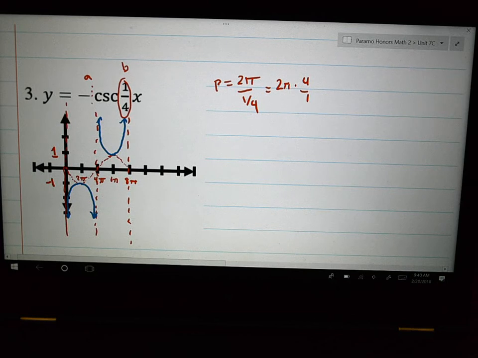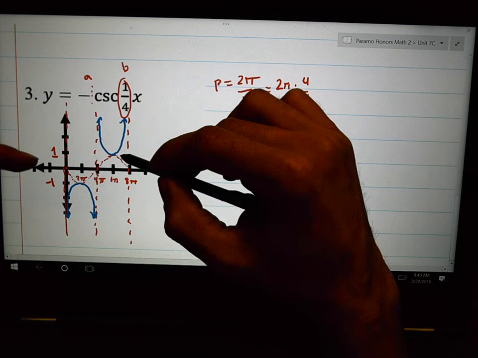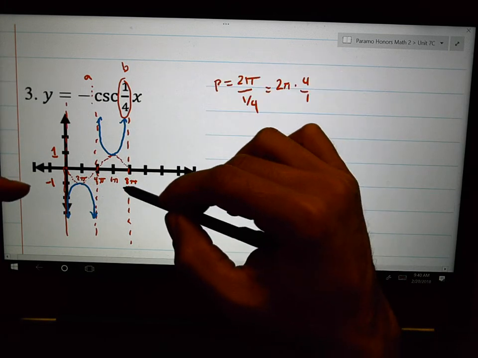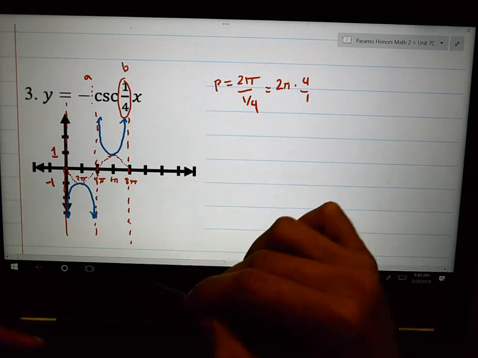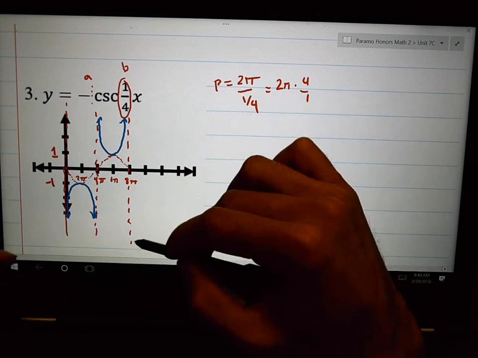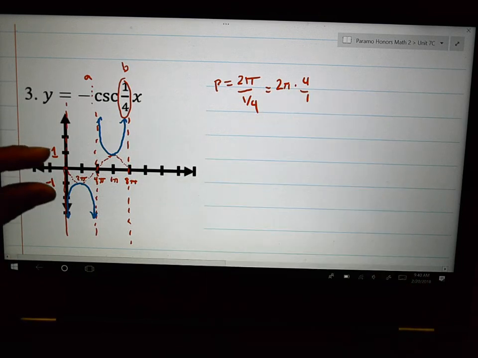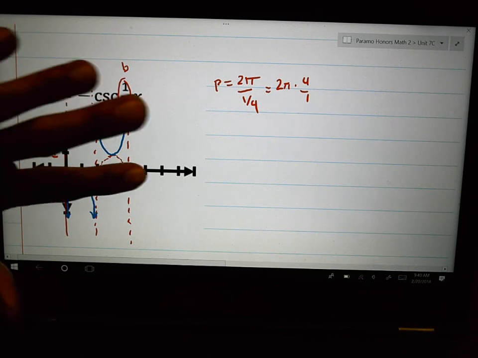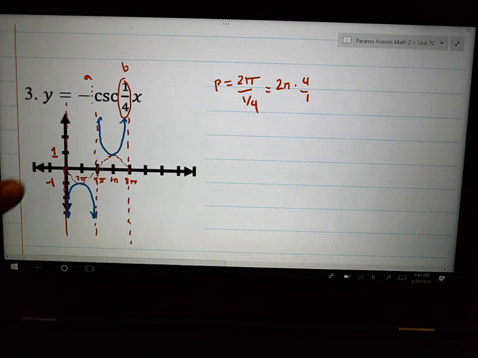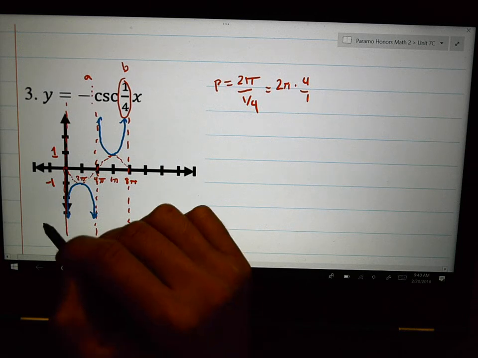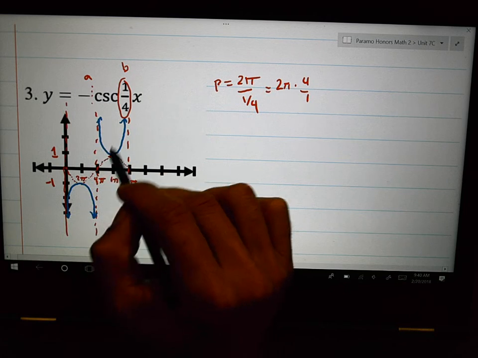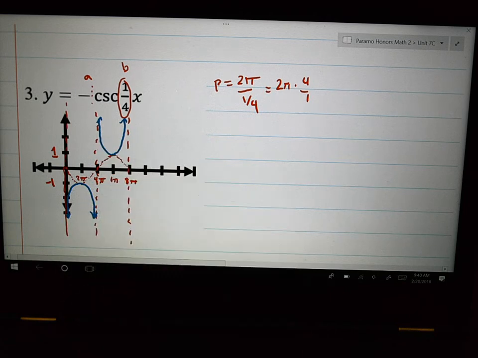The only points that cosecant has include points that are greater than or equal to 1, and points that are less than or equal to negative 1. But it excludes the points between negative 1 and 1. There are no points that are here. There are no points on the asymptotes. There are no points on the dotted lines. It's only the blue graph. And this is one period. Above, below, and above. Because it was a negative cosecant graph.